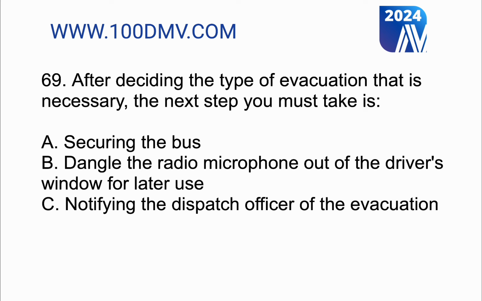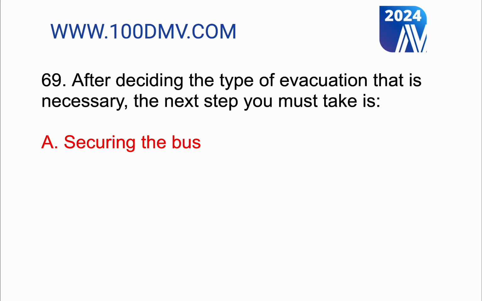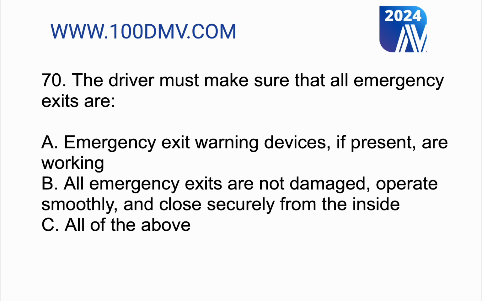69. After deciding the type of evacuation that is necessary, the next step you must take is A. Securing the bus. B. Dangle the radio microphone out of the driver's window for later use. C. Notifying the dispatch officer of the evacuation. Correct answer, A. Securing the bus.